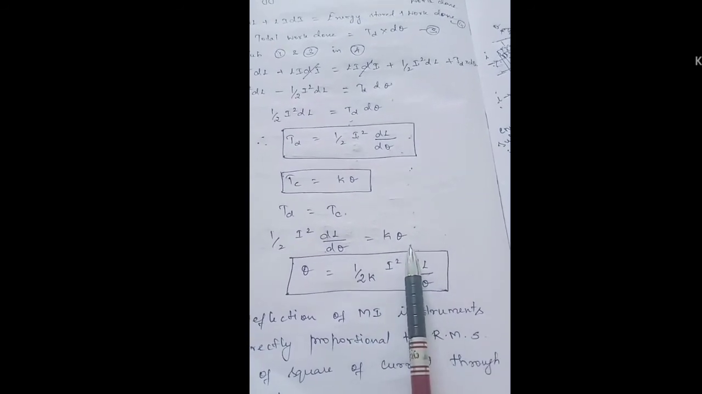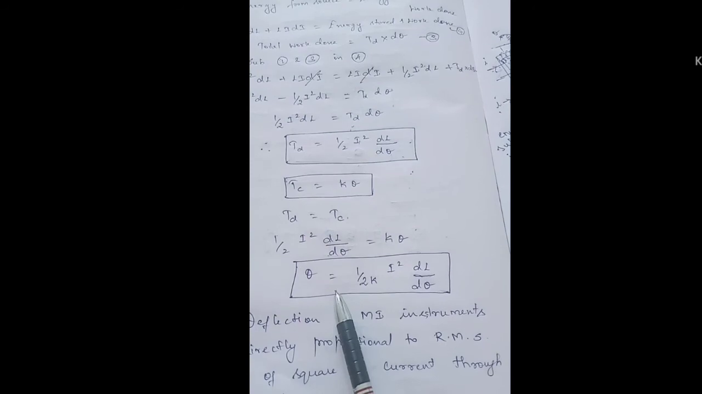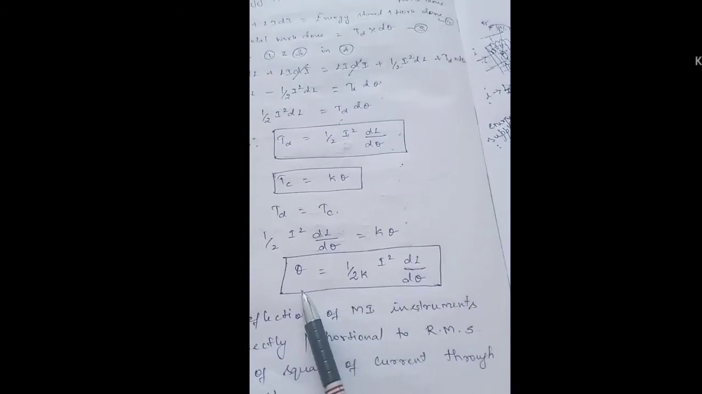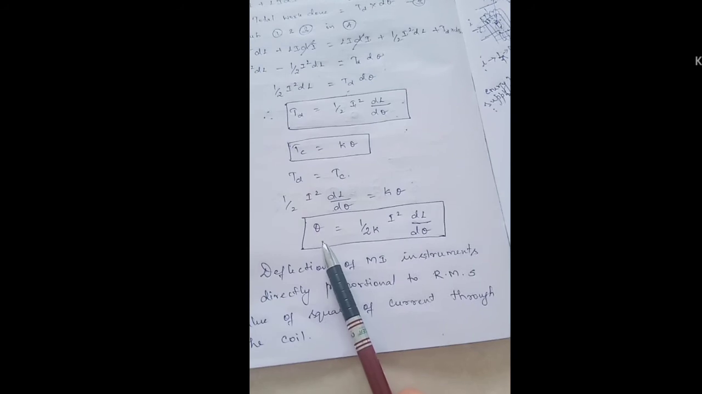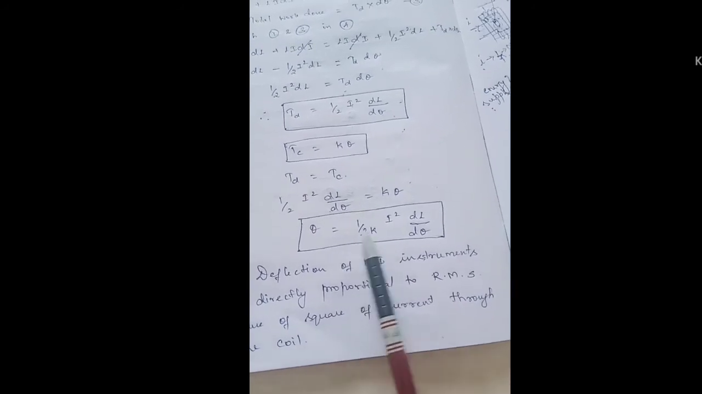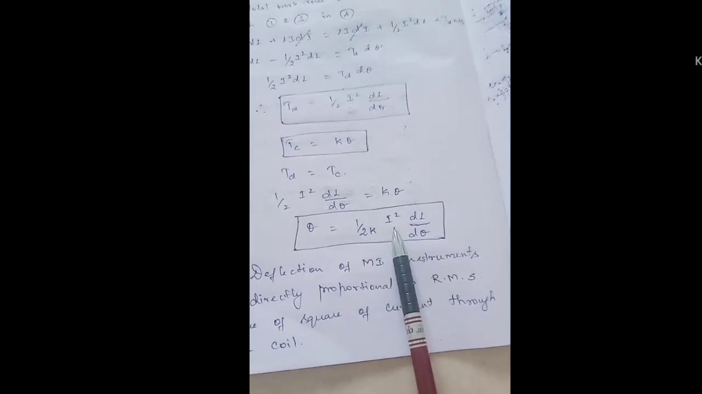We need the value of θ, the deflection of the pointer. When we bring all other terms to the other side, K comes to the other side, so it changes as θ is equal to 1 by 2K I² dL by dθ. So here the deflection θ is directly proportional to the square of the current value entering into the coil. So this is about the torque equation of the MI instrument.